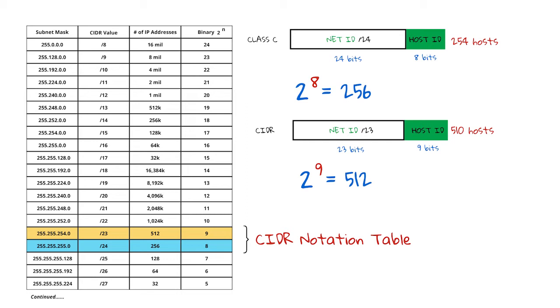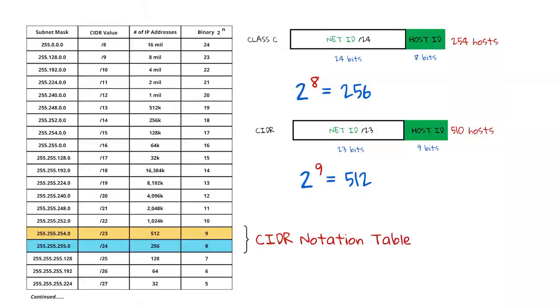If we needed more than 254 hosts, with the slash notation, all we have to do is just move the subnet to a /23, which then gives us 23 bits for the network ID and 9 bits for the host portion. 2 to the power 9 is going to give you 512. So we have 510 hosts for that particular network. And this was not possible with Classful addressing.